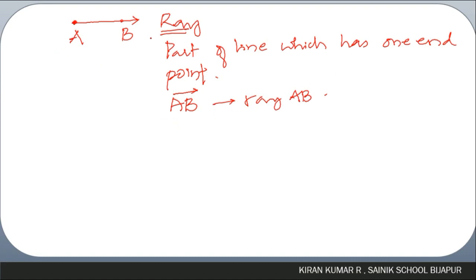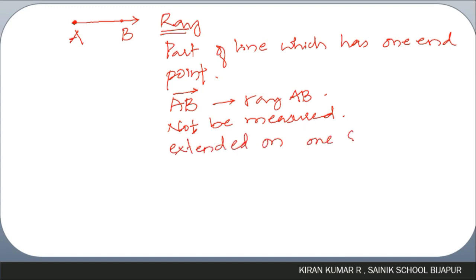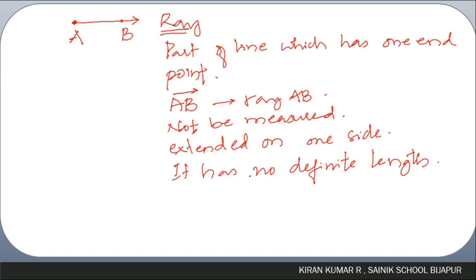Can I measure the ray AB? No, it cannot be measured. Why can't it be measured? Because one of the ends can be extended on one side. So it has no definite length. This is all about a ray.